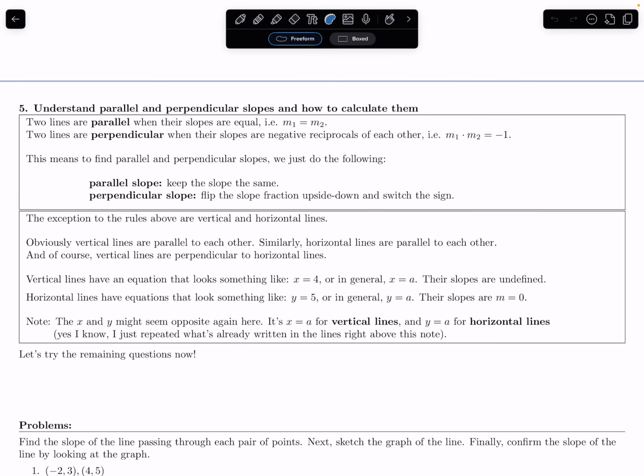All right, guys, one last topic, one last video today. We are doing now topic number 5. Understand parallel and perpendicular slopes and how to calculate them. So a very simple concept actually.